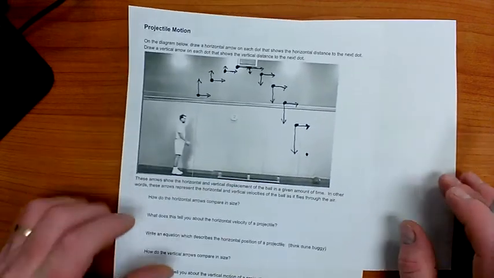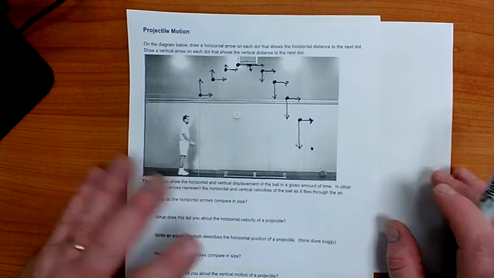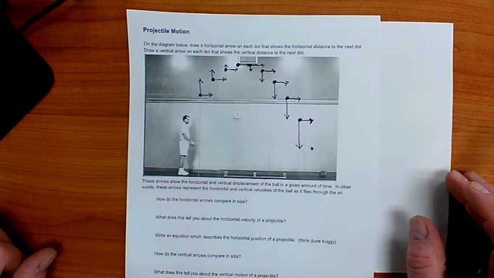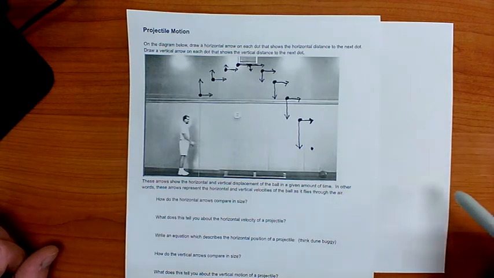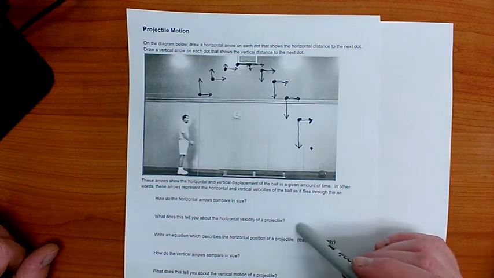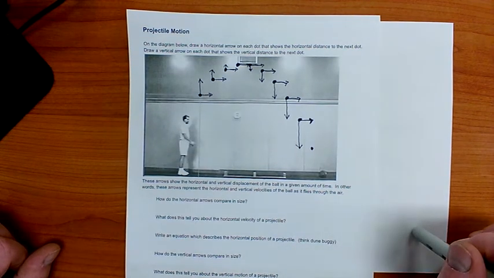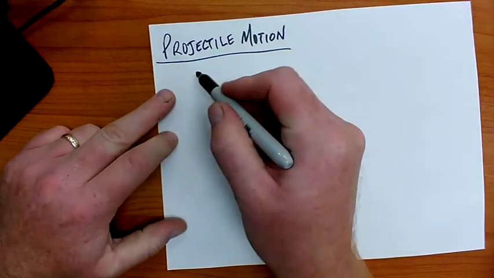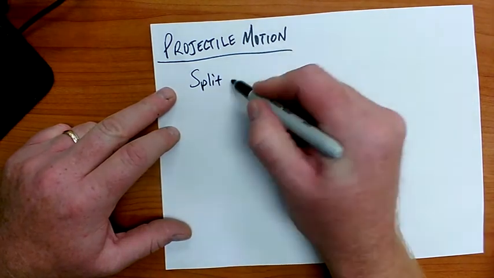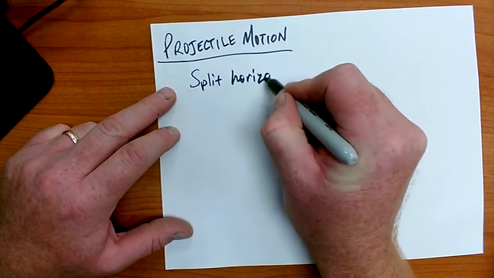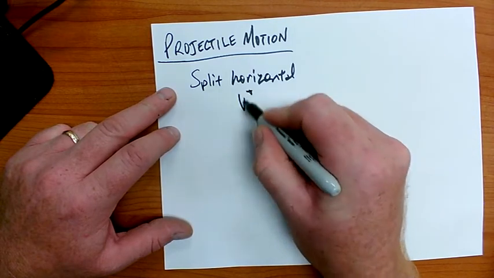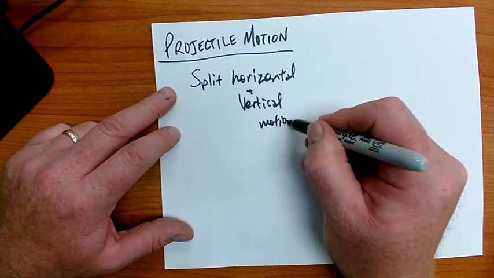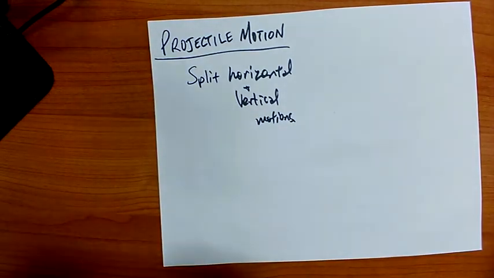So now that we know this about a projectile, that the horizontal and the vertical motions are independent of each other, we can see how to approach solving a projectile motion problem. We're going to separate out or split the horizontal and vertical components of everything and then apply our equations of kinematics. So we split horizontal and vertical motions, and then we're going to solve them separately.